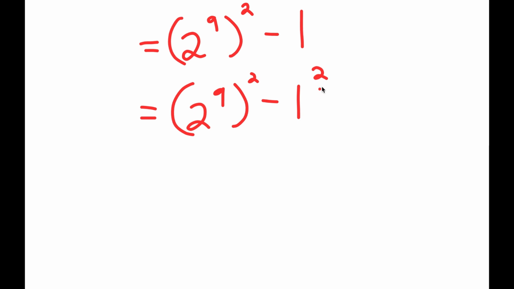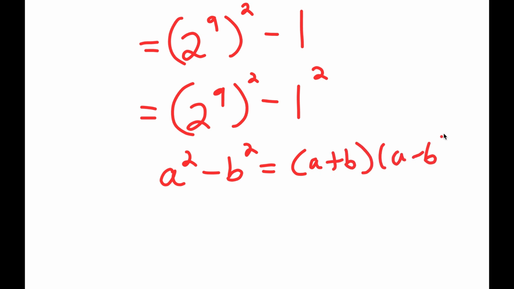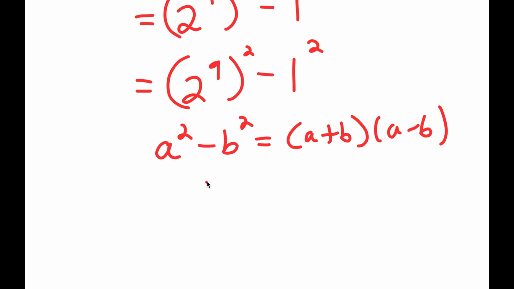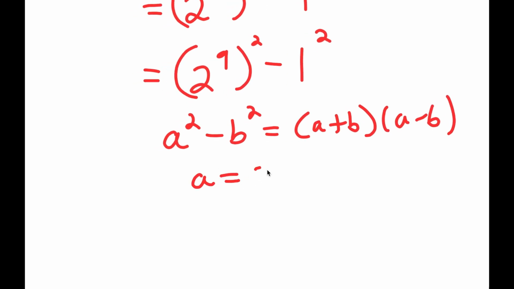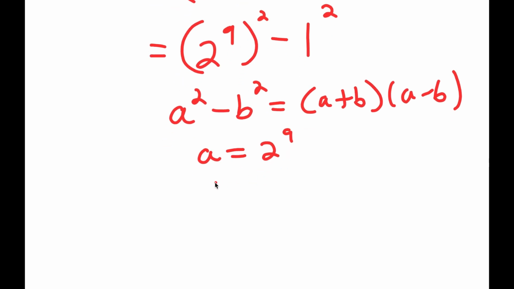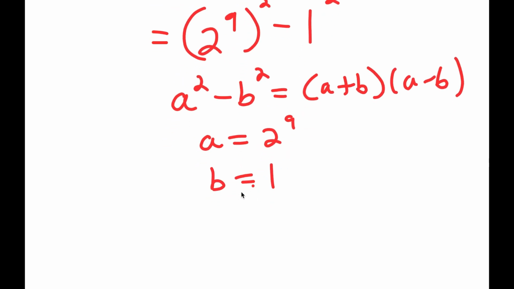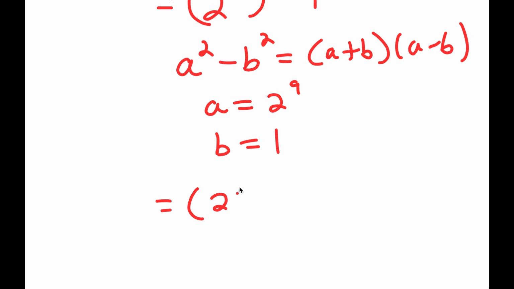And the reason I rewrote 1 as 1 to the power of 2 is because now I can use this property that states that if I have something in the form a squared minus b squared, this is equal to a plus b times a minus b. So in this case, a is equal to 2 to the power of 9, and b is equal to 1. So I get 2 to the power of 9 plus 1 times 2 to the power of 9 minus 1.